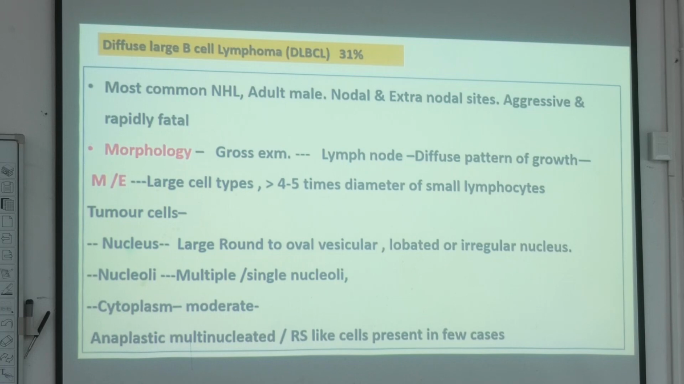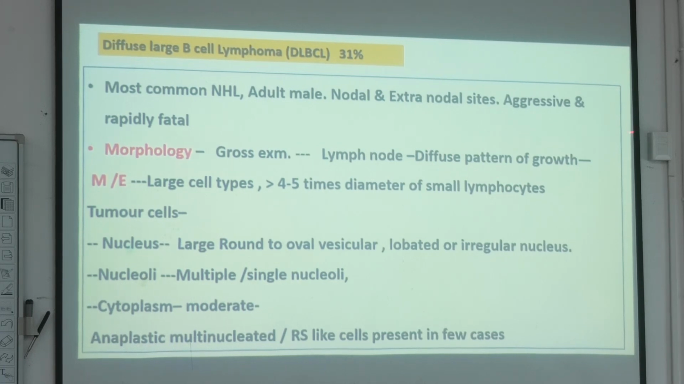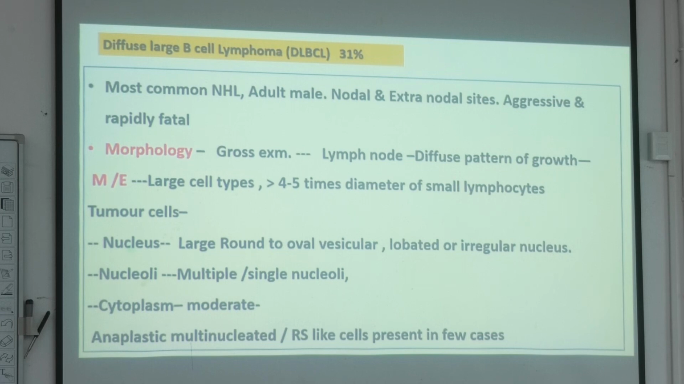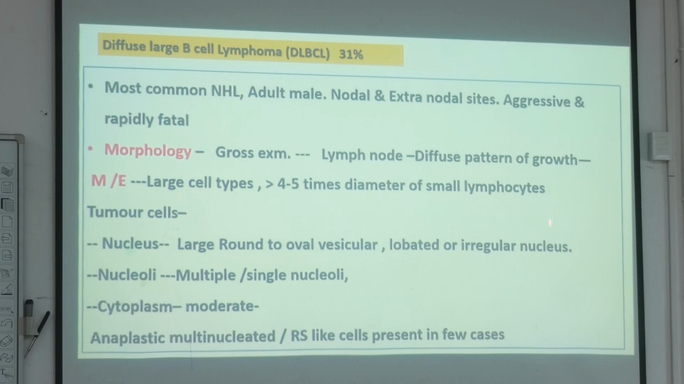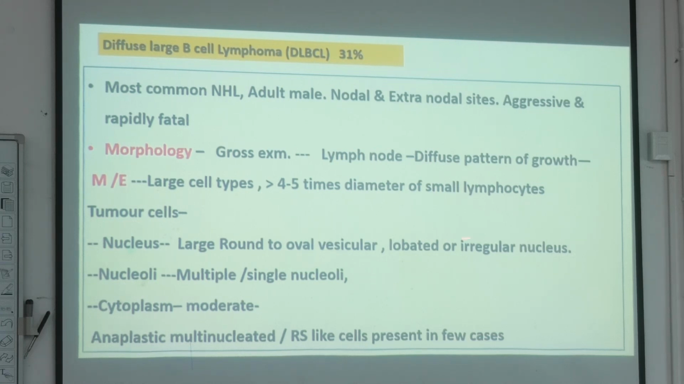Then diffuse large B-cell lymphoma, it usually arises from BCL6, mostly common, maybe in the nodal site or maybe in the extranodal site, and it is a very aggressive and rapidly progressive lymphoma. Morphologically, it is a diffuse pattern and a mixture of very atypical cells, with a large nucleus, vesicular nucleus, irregular lobated nucleus, and single or multiple nucleoli. Anaplastic multinucleated giant cells we can also get, and prognosis is very poor.